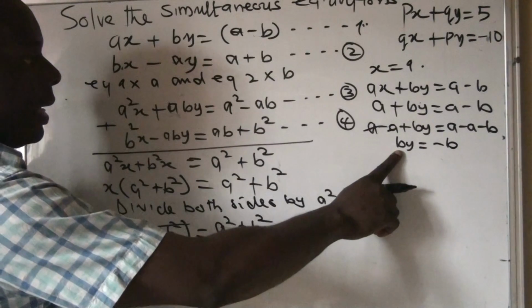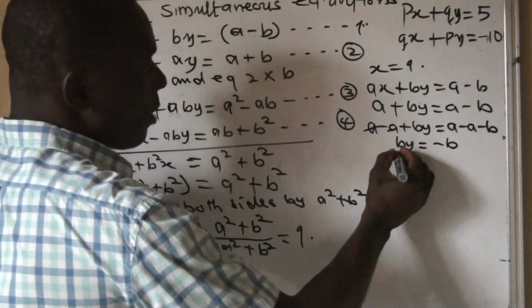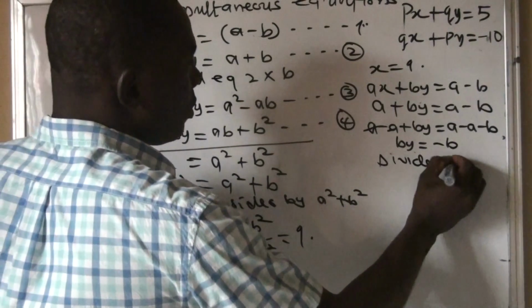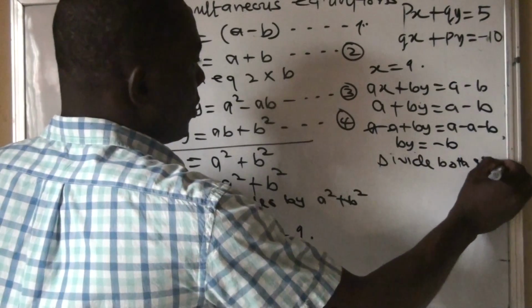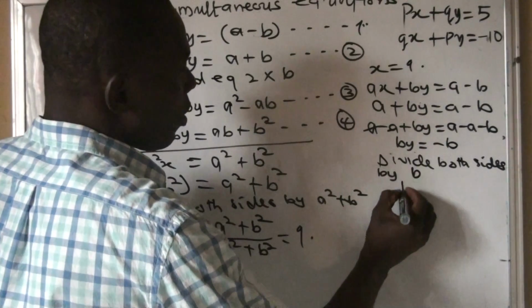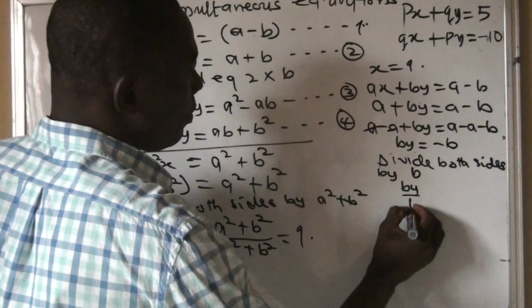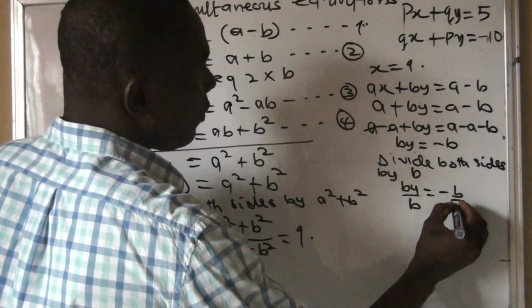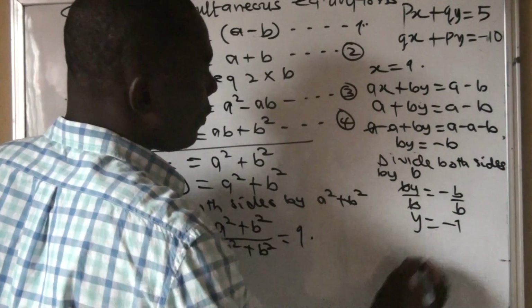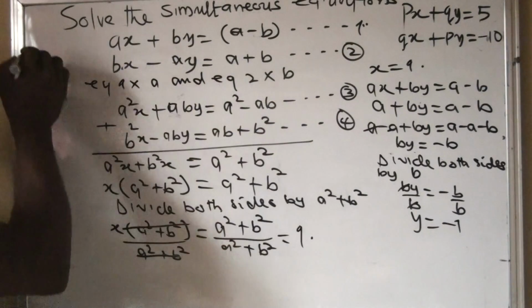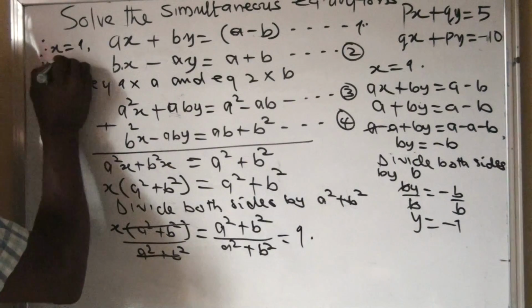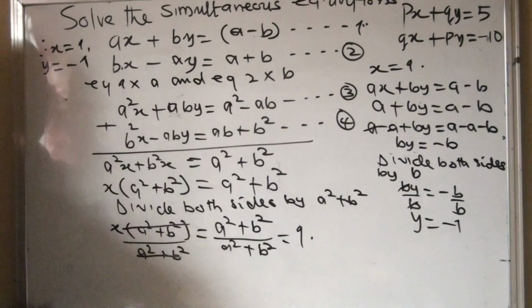The next thing for us to do is to divide both sides by the coefficient of y, and the coefficient of y here is b. So we divide both sides by what? b. Divide both sides by the coefficient of y, which is b. So here will become by divided by b is equal to minus b divided by b, so that our y becomes negative 1. So you see that we can say that therefore x is equal to 1 and y is equal to minus 1. That's the solution to this.